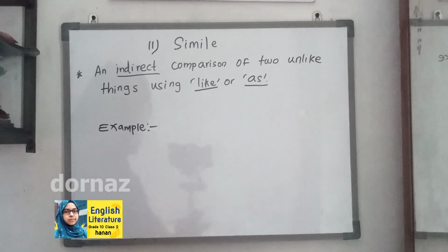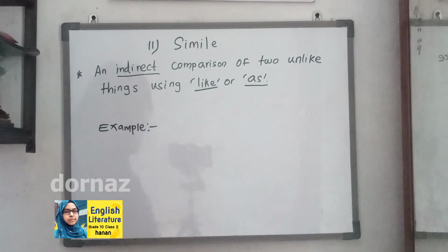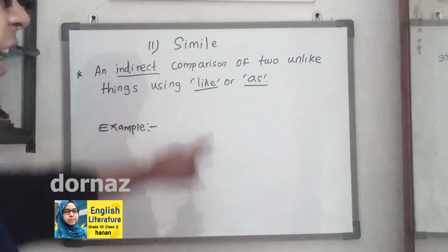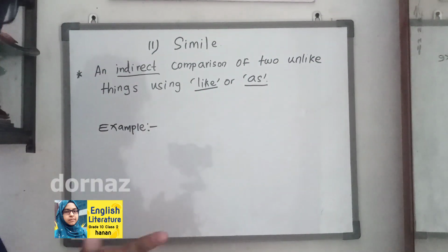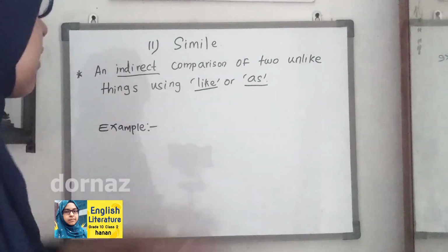We are going to state the one thing as the other thing. My sister's face is a flower, which means face is a different thing, flower is a different thing. Two different things are compared in a direct manner. But do you remember, we didn't use the word like. We directly compare. But in simile we are going to use the word like or as.